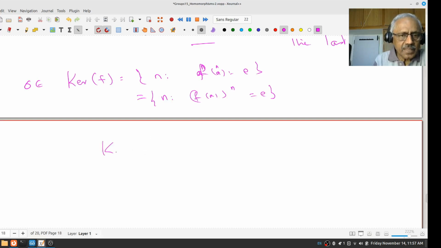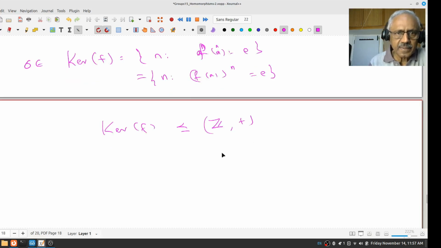Now, kernel of f is a subgroup of Z plus, right? Now, there are two possibilities. Let us understand this. We know any subgroup of Z plus is of the form some multiple of Z. There is a unique m greater than or equal to 0 so that it is m times Z. Make sure that you understand this.